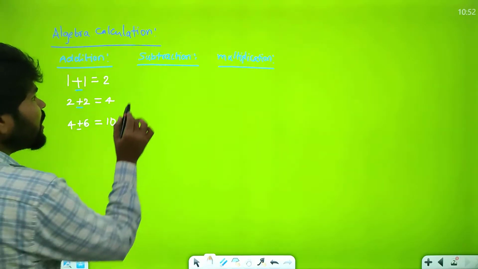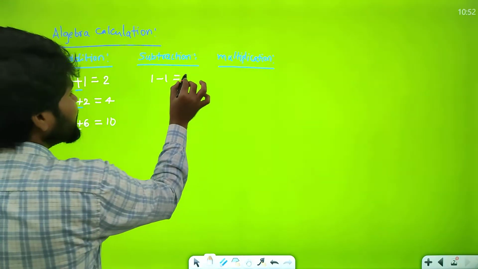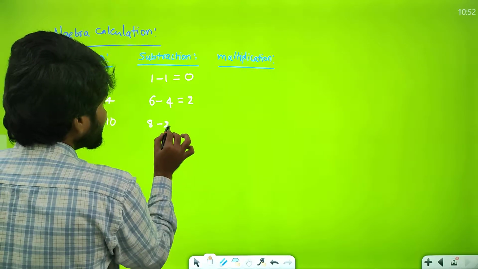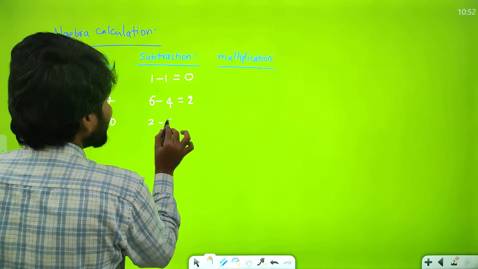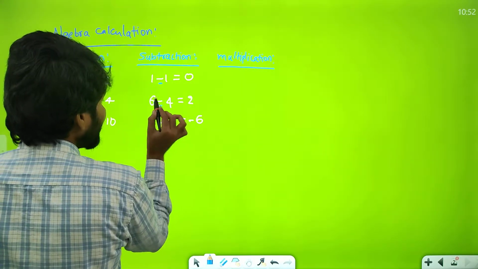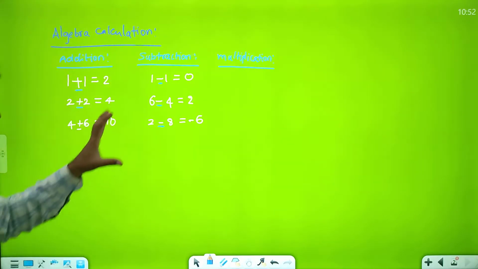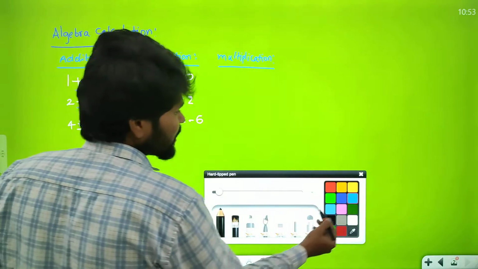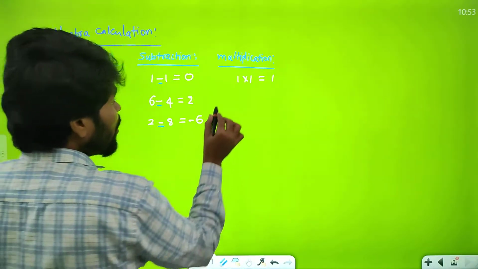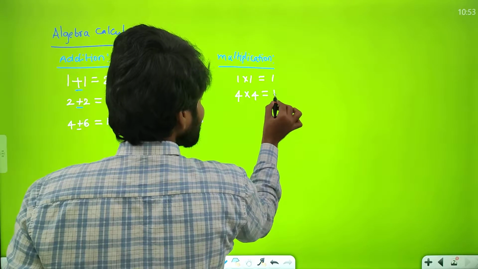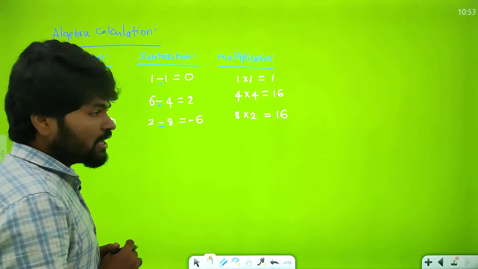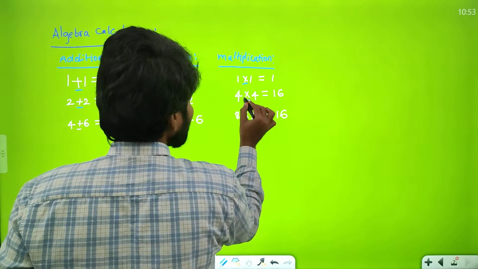Next, come to the subtraction. 1 minus 1 equals how much? 0. 6 minus 4 equals 2. 2 minus 8 equals minus 6. Here I use the negative sign. So that is subtraction in algebra calculations. Next, come to the multiplication. What is 1 into 1, which is 1? 4 times 4, 16. 30 times 2 is also 60. Here I use the multiplication symbol, the cross.